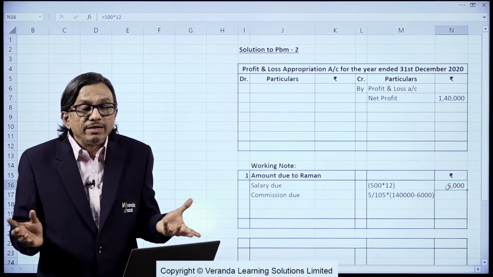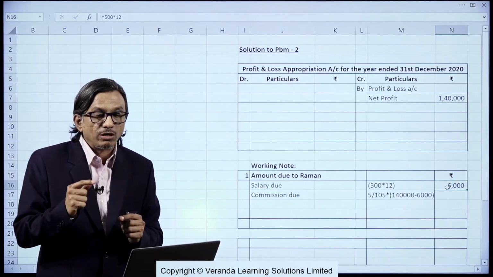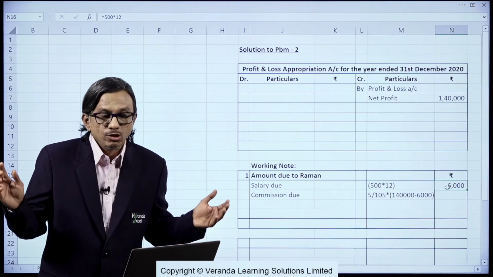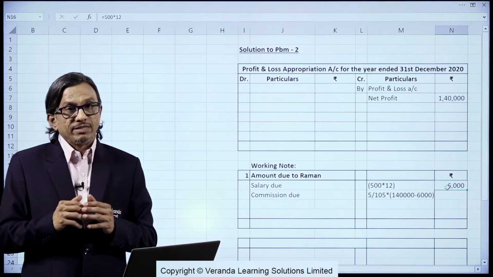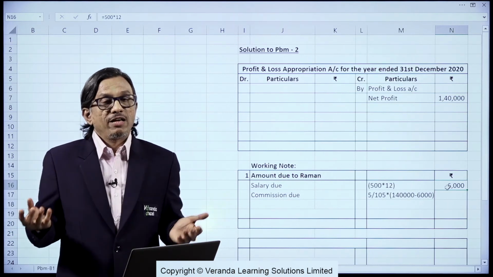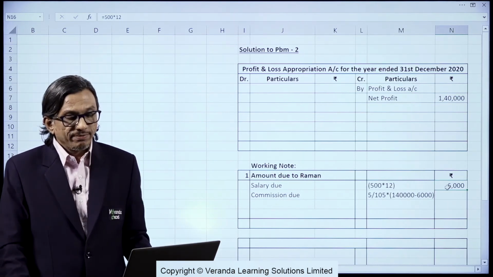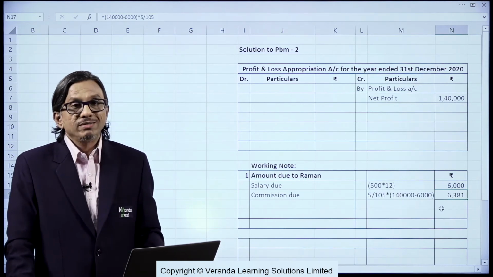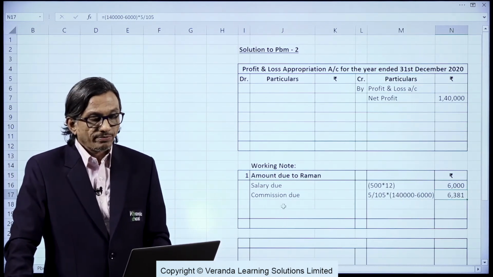Commission we are going to calculate. But after charging commission, whatever profit on that only 5%. So, we got the profit before charging commission. From 140 deduct salary, that is profit before commission, multiply 5 by 105, you will get the commission payable to Mr. Raman, which comes to 6,381.